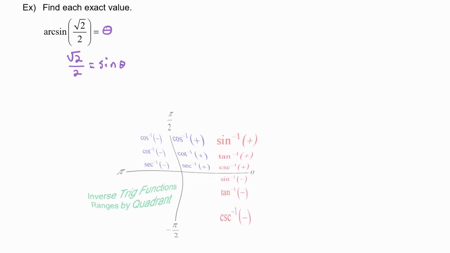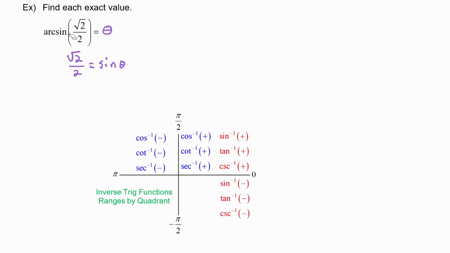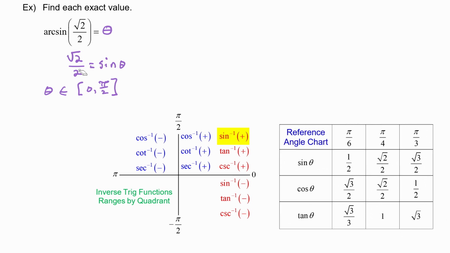Now remember that when you're taking the arcsine of a positive value, then that means your answer, which is your angle, has to be in quadrant 1 between 0 and pi over 2. So your job is to think of what angle that if I took the sine of it, it would output a value of radical 2 over 2. And looking at the special angle chart, that angle is going to be pi over 4.